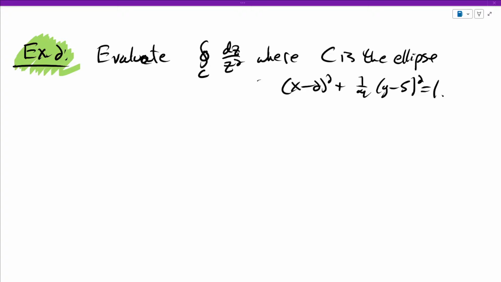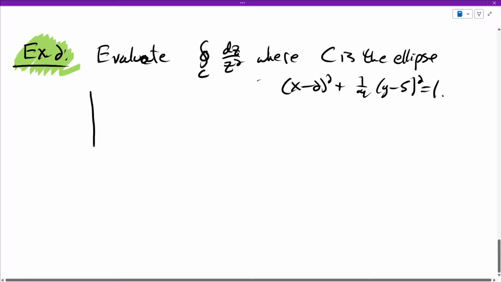And we are going to do yet another example of applying the Cauchy-Goursat theorem. So in this case, C is the ellipse (x - 2)^2 + (1/4)(y - 5)^2 = 1. So what does C look like?